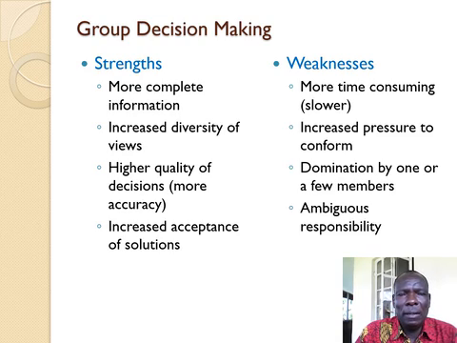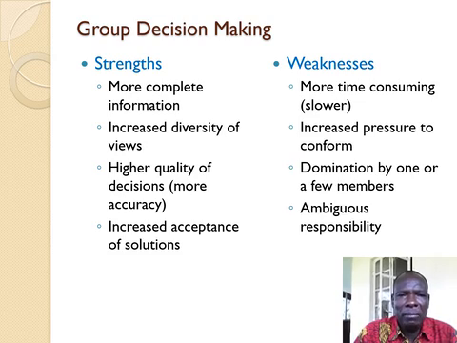So, what are the strengths of group decision making? Strengths are there's more complete information because you are many. There's also increased diversity of views, which is important. There is higher quality of decision, it's more accurate, and there's increased acceptance of the solution because it is collectively made. Collective decisions are made collectively. Therefore, there is increased acceptance.